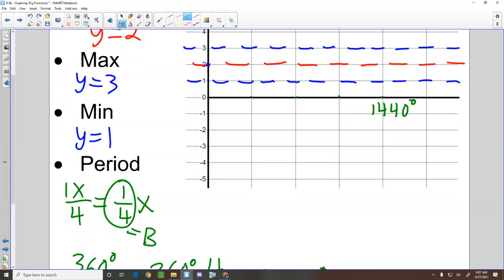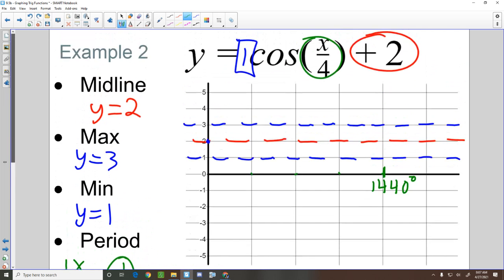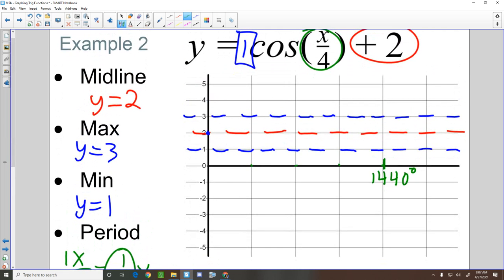So let's go back up to our wave and let's try actually graphing this. So I've got my 3 guidelines. I know that the wave has to end right here at 1440 because that's the period, that's the length of a single wave cycle. But now, what type of a wave do we have this time? Cosine. All right, this is a cosine wave. Does cosine start on the midline or on the max? Cosine starts up at the maximum.